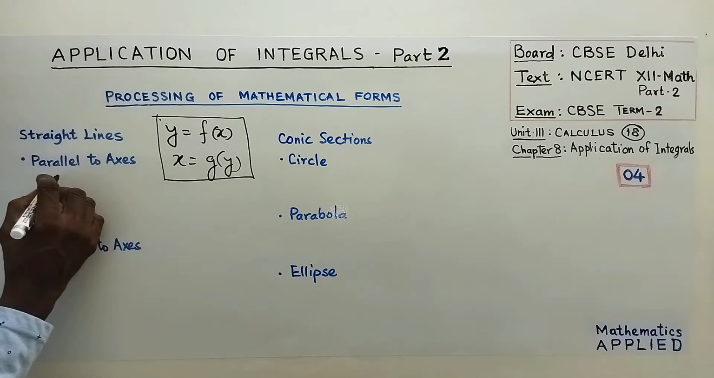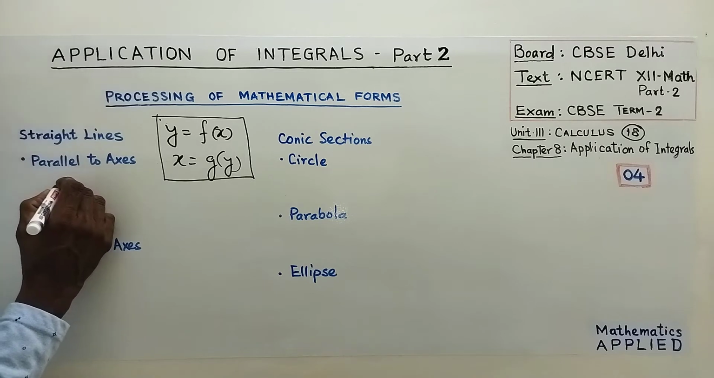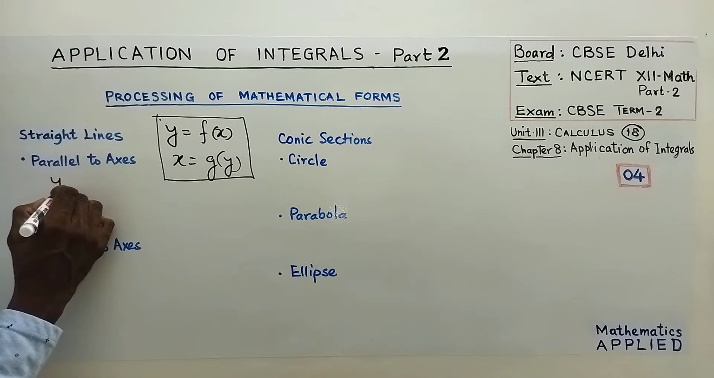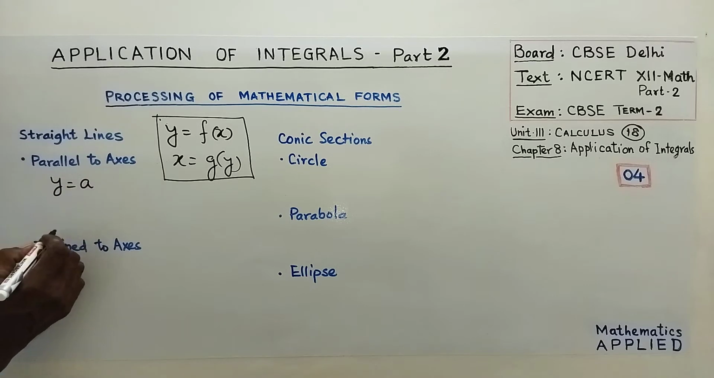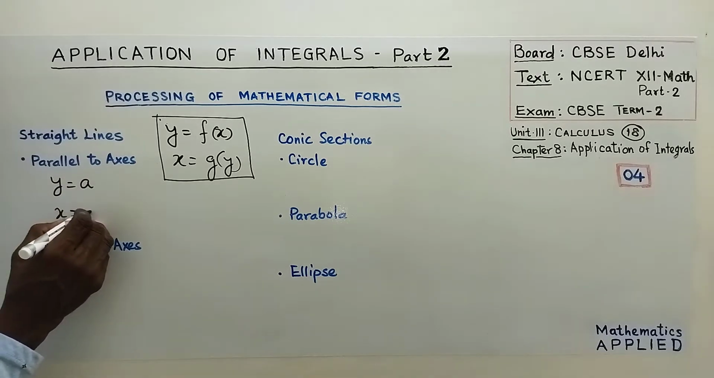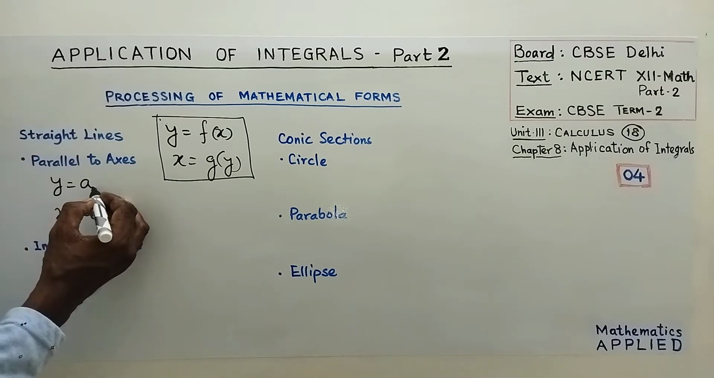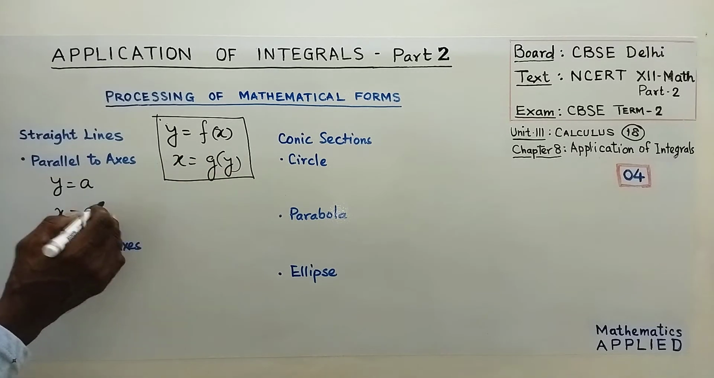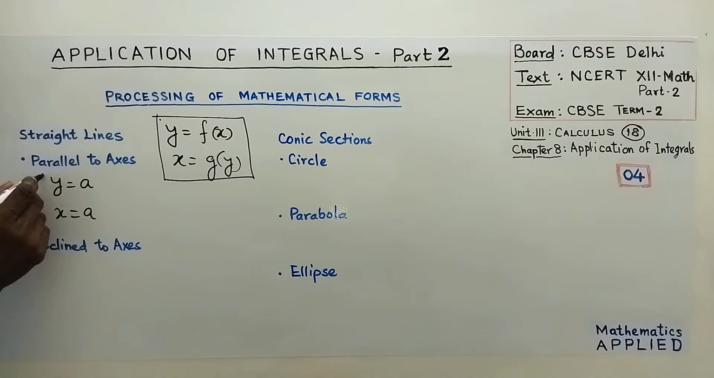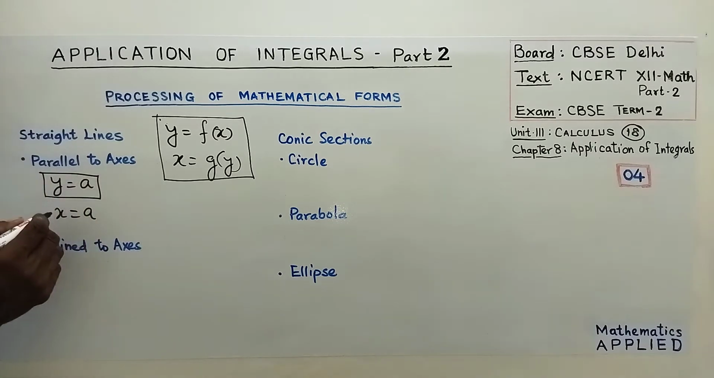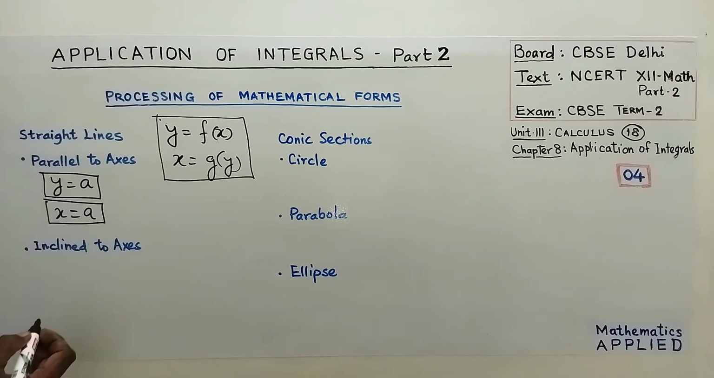Now, parallel to the x axis we have the equation y equals a. Parallel to the y axis we have x equals a. These are already in this format, so no processing is required. This is our final product of part 2, which we are going to carry to the next part of this section. Then inclined to axis.